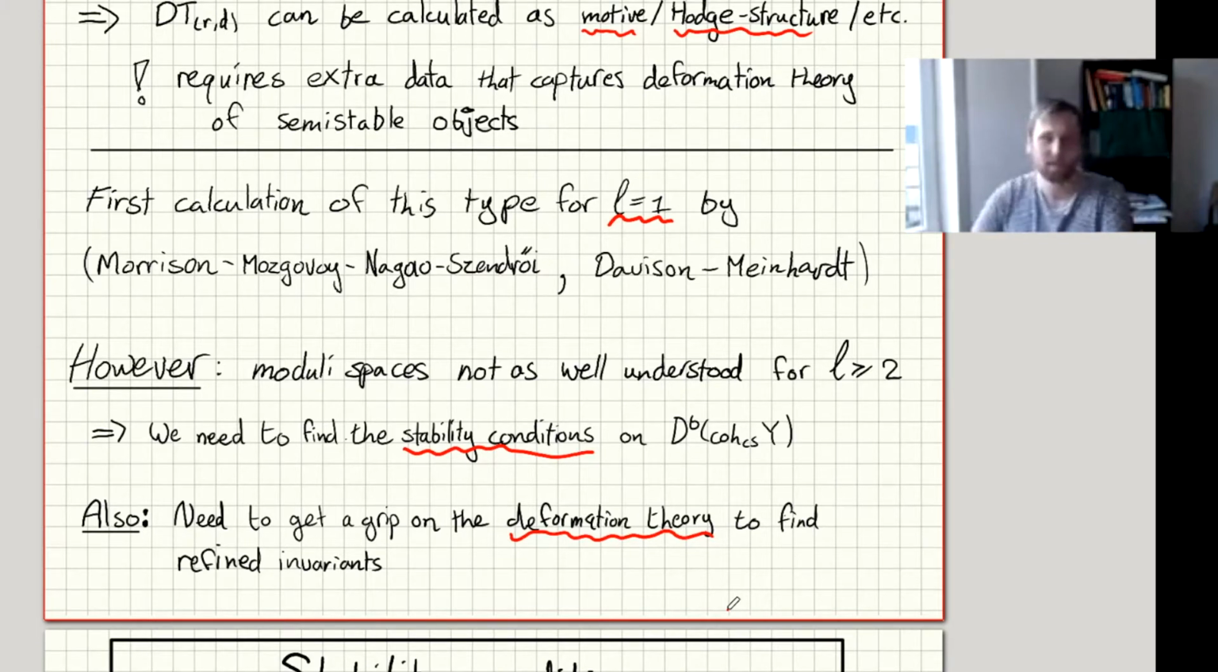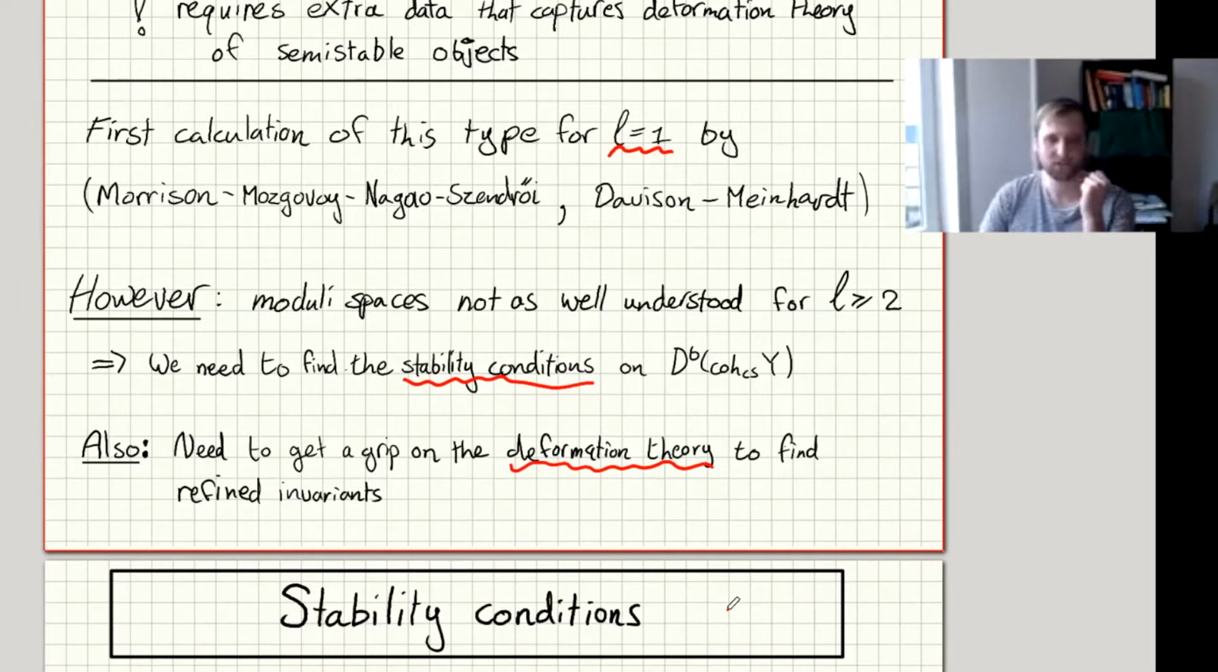So I'm going to make a quick setup of the stability conditions. To be fair, I'm just going to butcher the subject a bit, but I'll tell you the idea of why we use stability conditions for DT theory.